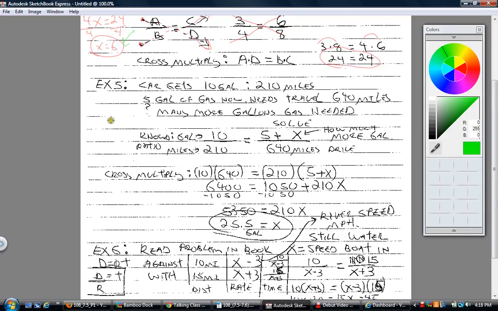They want you to set up these proportions. Okay, so they want you to practice this. You have a car and it gets 10 gallons. You find out it goes 215 miles. You set up that ratio, gallons to miles.